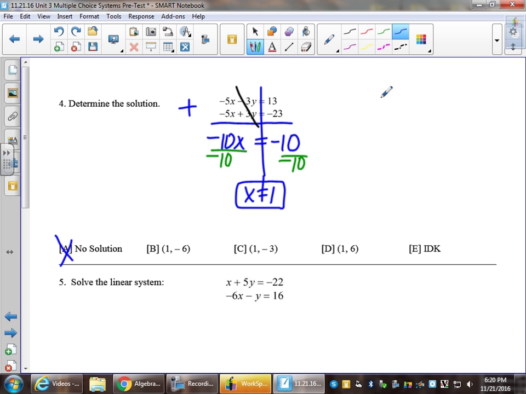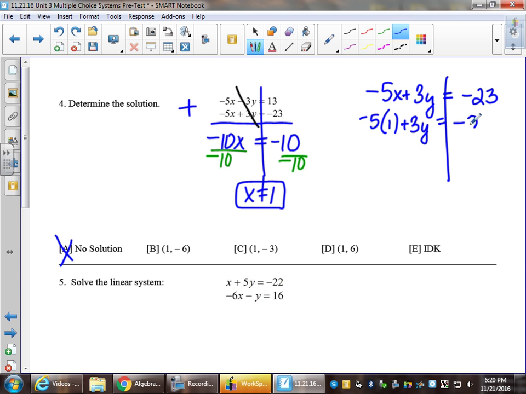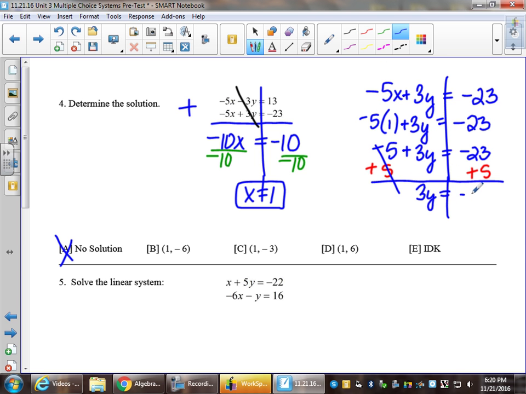Let's very carefully go back and substitute into one of our original equations to wrap this up. So this is negative 5 times 1 plus 3y equals negative 23. Negative 5 plus 3y equals negative 23. Add 5, add 5. We get 3y equals negative 18. Divide by 3, divide by 3. Y equals negative 6.